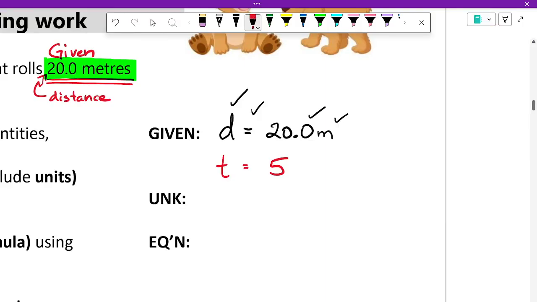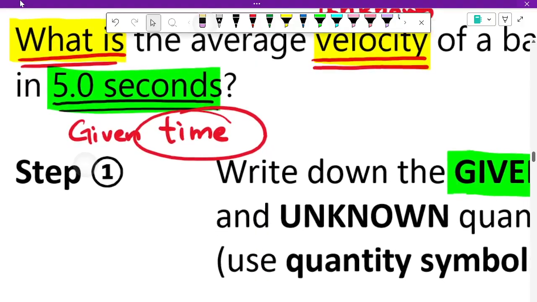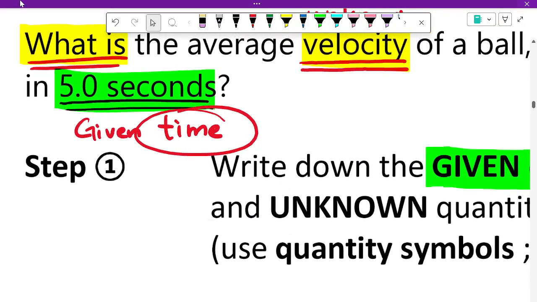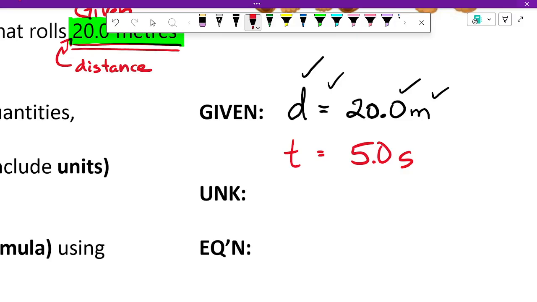Are you happy with what I've written? No. Why not? Because I need to have seconds. And also in the question, you weren't just given 5 seconds, you were given 5.0 seconds. The decimal places are not going to matter to most of you this year, but there is a little tiny enriched thing that I am going to teach you along the way, so if you want to learn it, you can learn it.